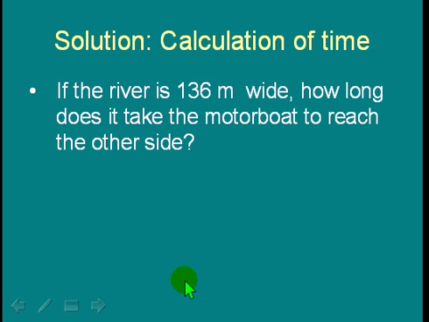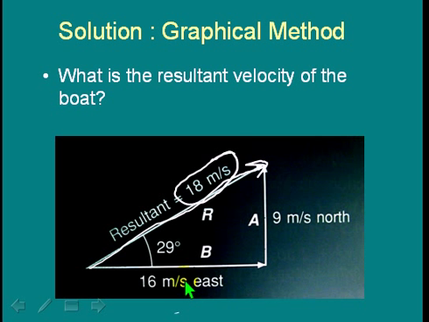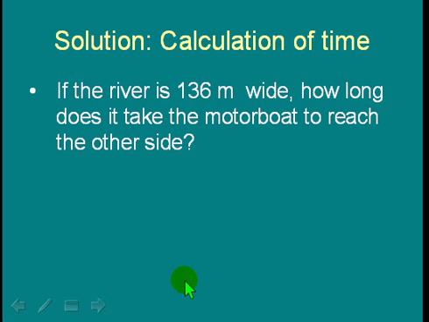So if the river is 136 meters wide, how long does it take the motorboat to reach the other side? Well, we know that our velocity is 18 meters per second, and we know that it's 136 meters wide. So from there, we'll use velocity equals distance over time, which is an equation we'll go over in the future. We put in velocity equal to 18 meters per second. Our distance is 136. We're plugging that in for D.